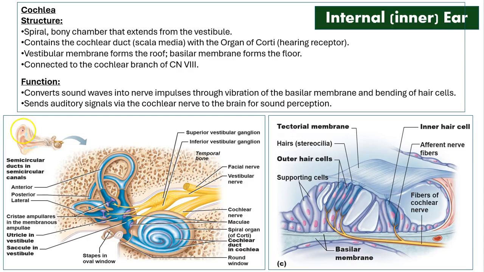Now let's finish up and talk about the cochlea, where we want to convert those sound waves into electrical impulses that move down an axon so that we can actually hear, and interpret what we're hearing as well. The cochlea is the spiral, bony chamber that extends from the vestibule. So we see our vestibule here, and then we go into our cochlea, and we have a lot of nerves here, a cochlear nerve and a vestibular nerve. It's the cochlear nerve that's going to send those auditory signals to the brain for sound perception to allow us to hear.